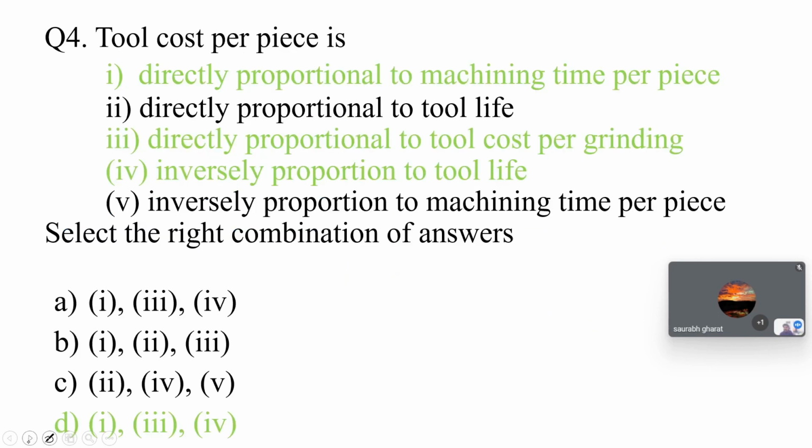So, going to the next question. Tool cost per piece is directly proportional to time per piece. This is simple. You must know the cost values. Here they are asking about the tool cost, so you could just go through the formula for this tool cost. So what is the formula for tool cost?